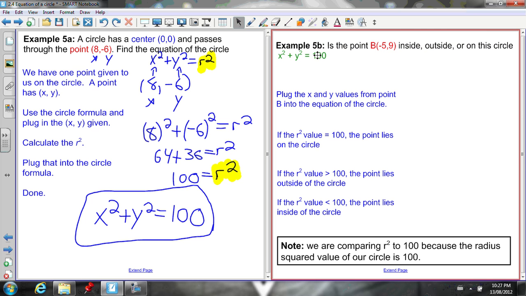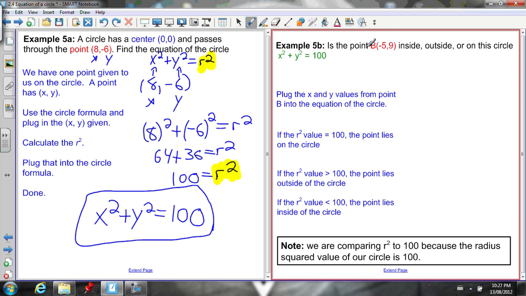Okay? So we just found the equation of the circle. It's x squared plus y squared equals 100. Now it's asking us, is the point -5, 9 inside, outside, or on this circle? X squared plus y squared equals 100. Okay? We know the equation tells us every point on this circle, okay? The equation tells us the length of the radius, okay? I know the length of the radius is 10, okay?